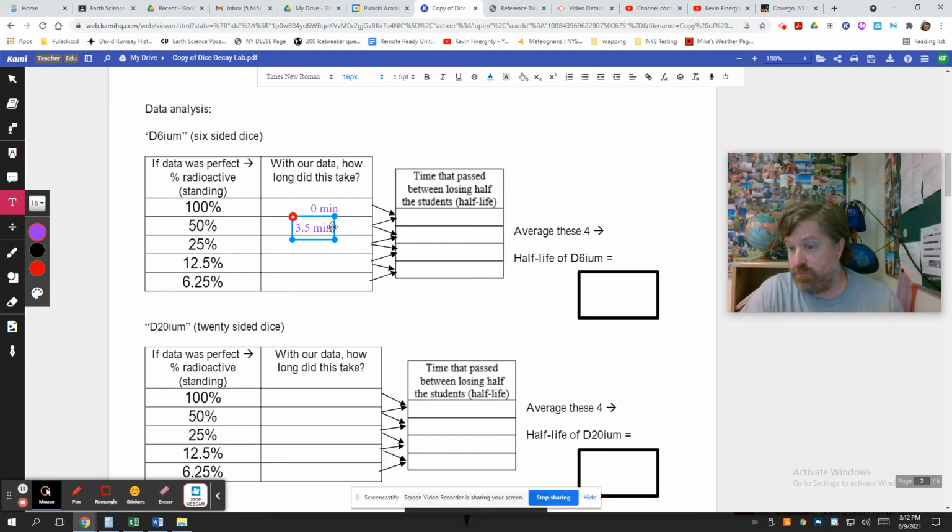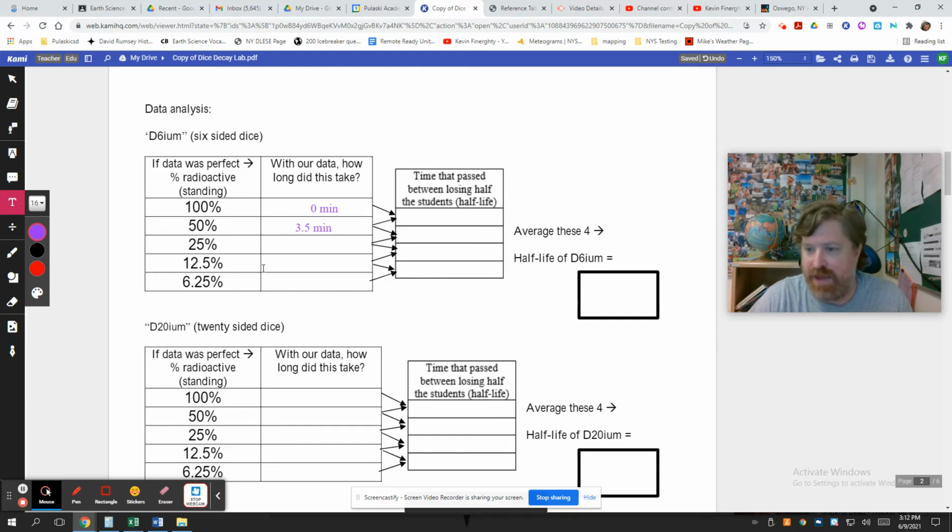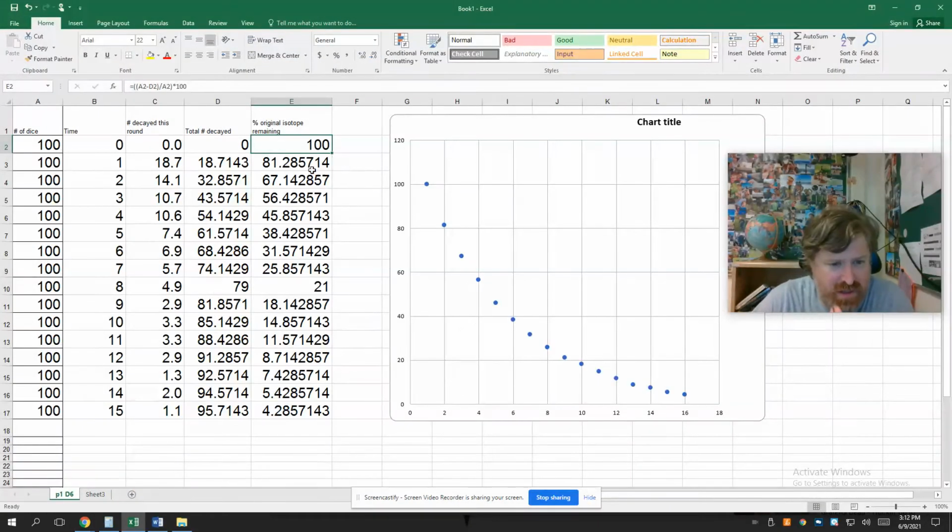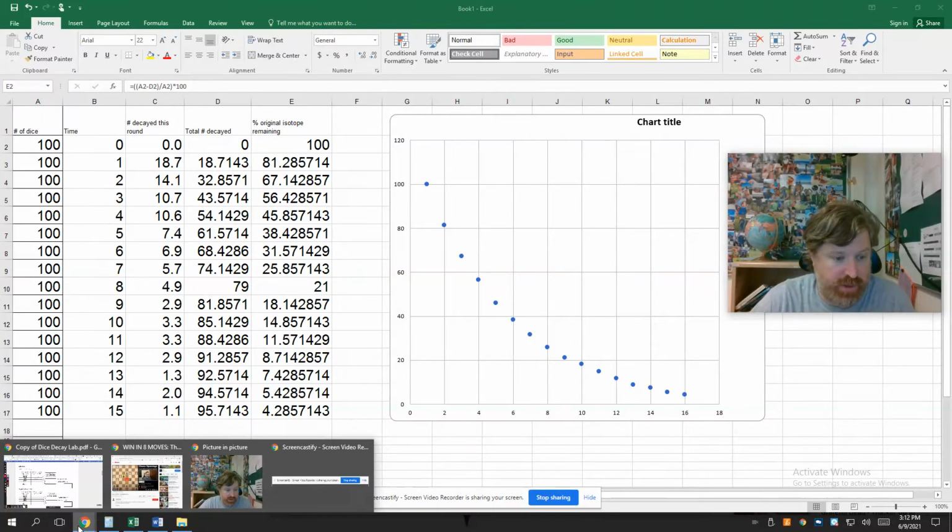Now, if things are working, that should really repeat itself over and over and over again. It took 3.5 minutes to get rid of half of the dice. It should take another 3.5 minutes to get rid of half again to get down to 25%. Let's see how we did. 25% is right about there. That's 7 minutes. It worked, lo and behold, which is great.